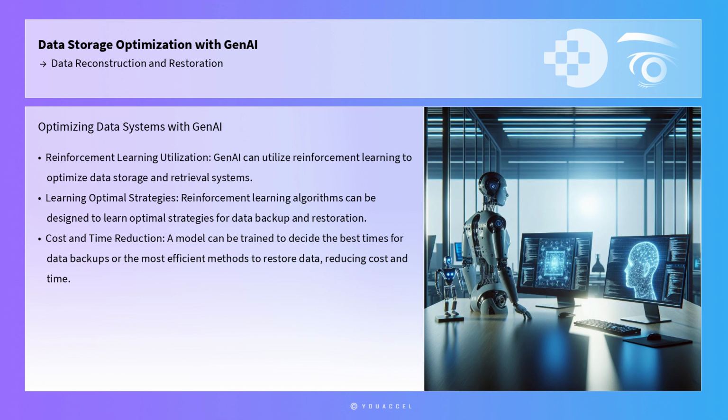In addition to neural networks, GenAI can utilize reinforcement learning to optimize data storage and retrieval systems. Reinforcement learning algorithms can be designed to learn optimal strategies for data backup and restoration by interacting with the environment. For instance, a reinforcement learning model can be trained to decide the best times to perform data backups or the most efficient methods to restore data, thereby reducing the overall cost and time associated with these operations.